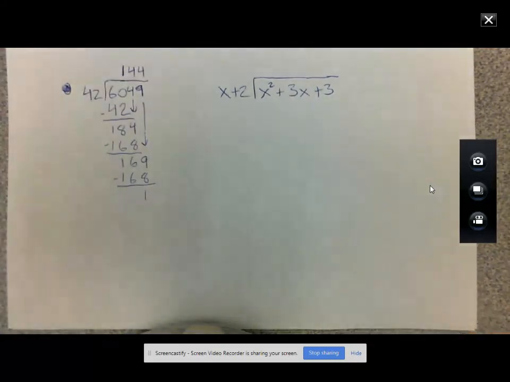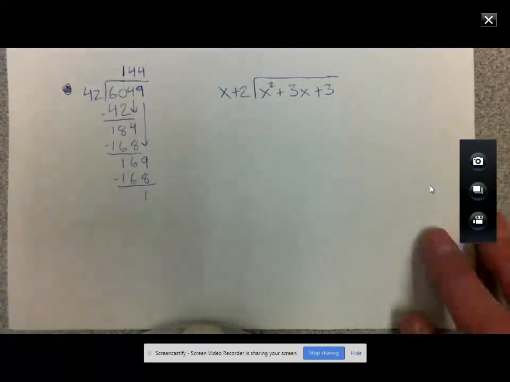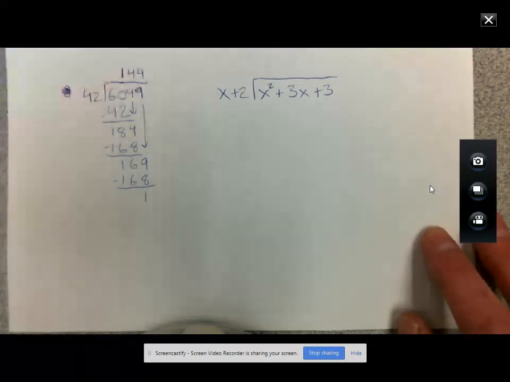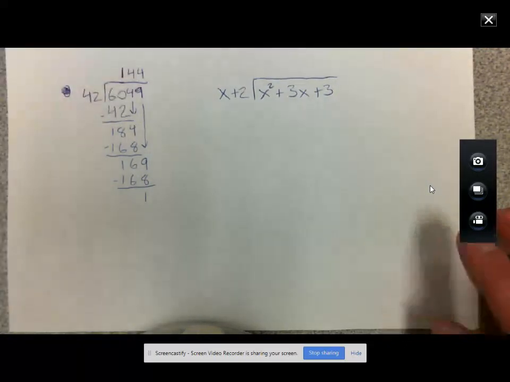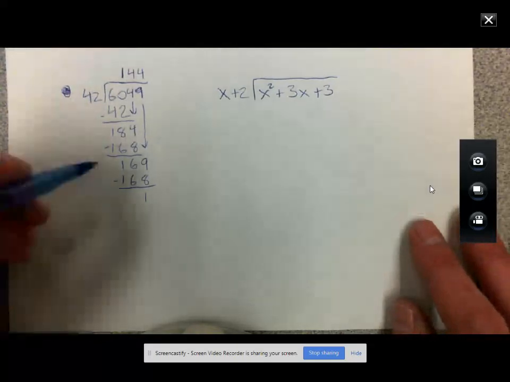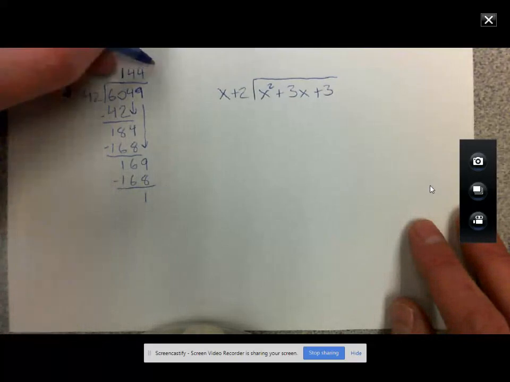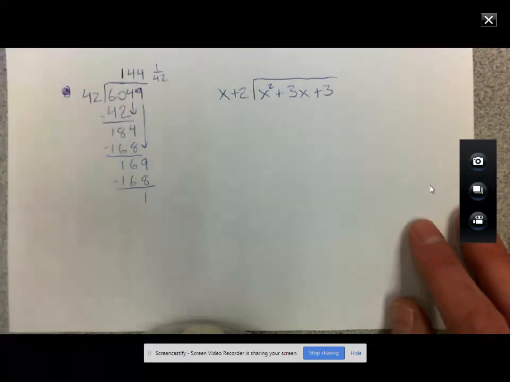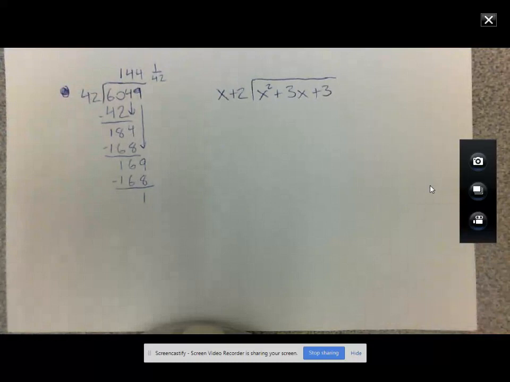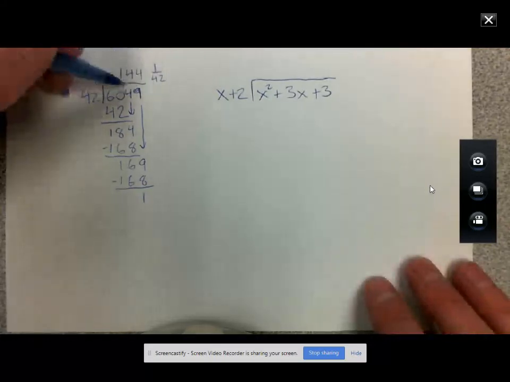Now this is where, depending on what level of elementary school you were in, you wrote an R1 instead of remainder, or you wrote it as a fraction. What this says is we have 1 out of 42 left over. So 1 out of 42. So the answer is that 42 goes into 6,049 144 times, and 1/42 left over. This is how we typically write a mixed number like that.